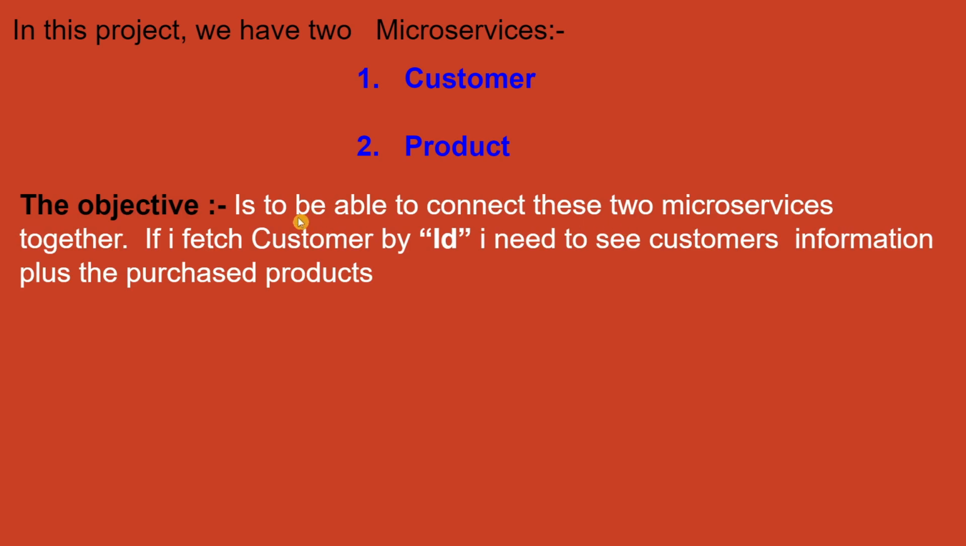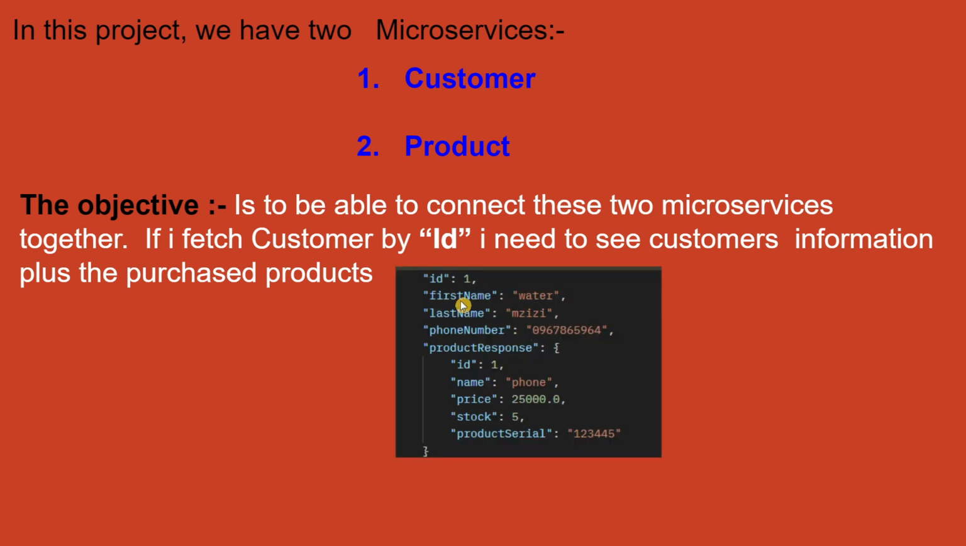Now, the objective of this course is to be able to connect these two microservices together. If I fetch customer ID, I need to see customer information plus the purchased product. Now look at this. If I fetch ID, I need to get the customer's first name, last name, phone number, and then the product, which is phone, the price, the stock, and the product serial. So this is how your final project needs to look.